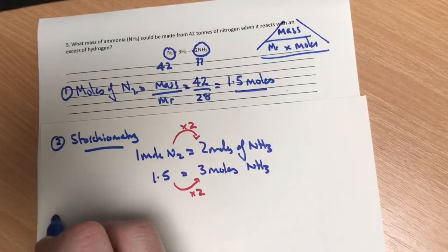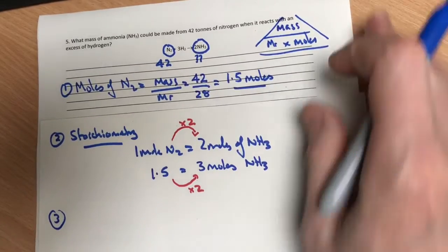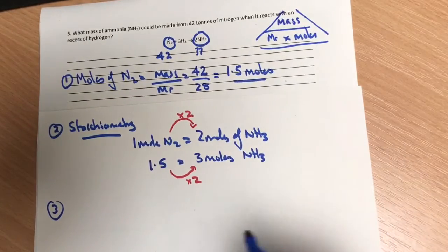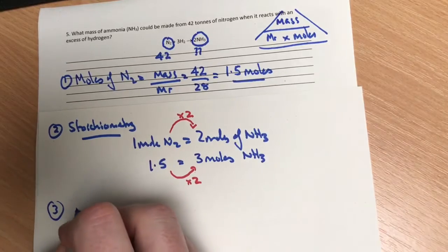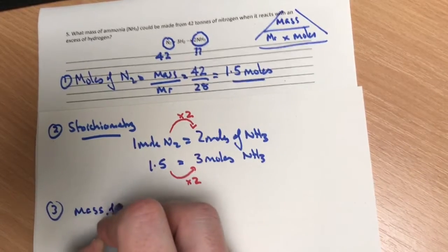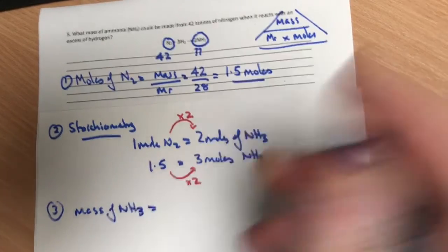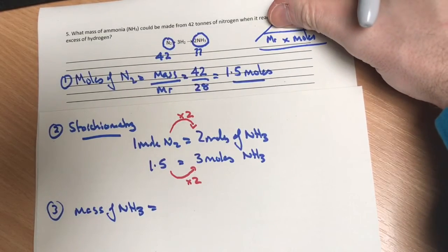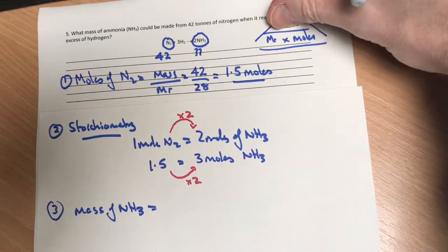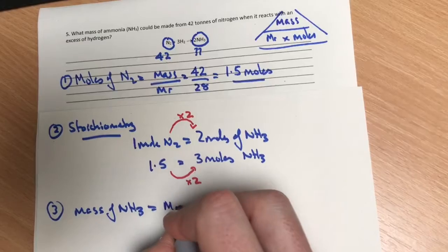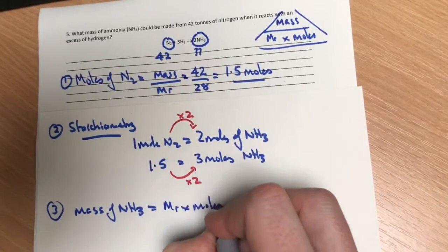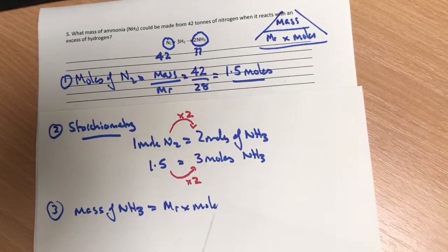Final step, I now know how many moles I've got, but I've got to convert that into a mass. So I now need to find out the mass of the NH3. Go back to my triangle. Mass is the Mr times by moles. So let's write that down: Mr times moles. Let's bring my sheet back across.